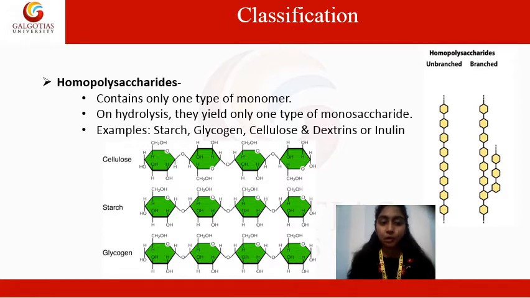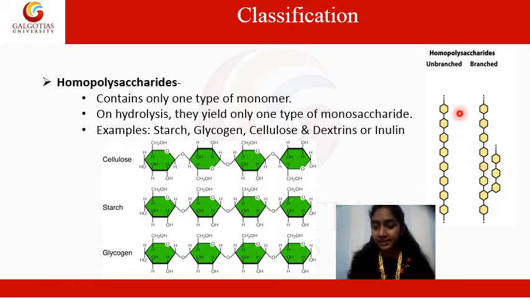Now let's see what homopolysaccharides are. So these contain only one type of monomer. For example, if glucose is present, every single monomer unit is going to be glucose, all linked together with the help of glycosidic linkage. When we break them, we hydrolyze them by adding a water molecule. They yield only one type of monosaccharide. Okay, its examples are starch, glycogen, cellulose, dextrins, etc.